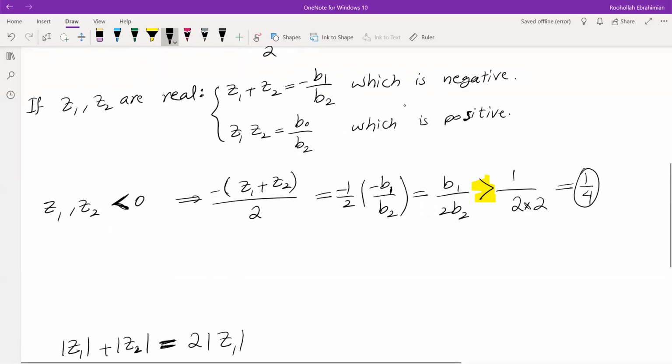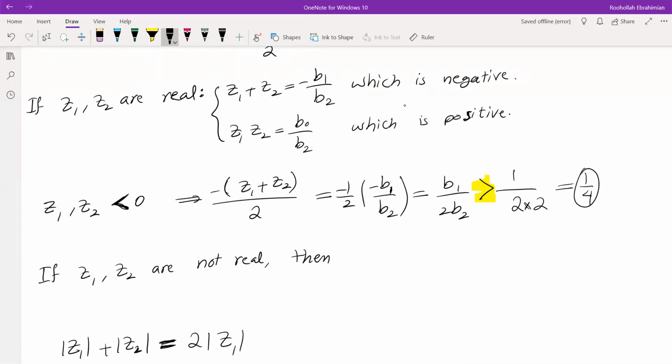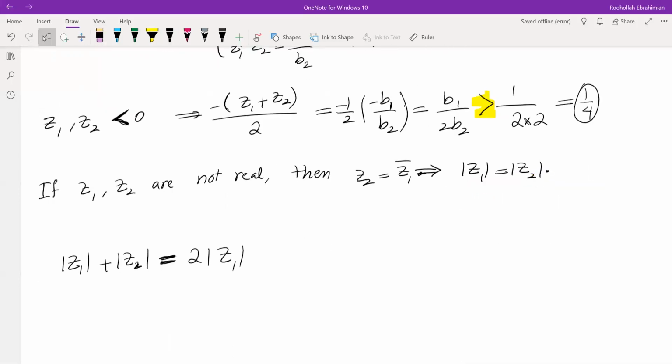So if Z1 and Z2 are not real, then Z1 and Z2 are going to be complex conjugates of each other. Z2 is the complex conjugate of Z1. And therefore, their absolute values are the same. So the absolute value of Z1 plus absolute value of Z2 is just going to be twice the absolute value of Z1. But again, I'm trying to relate these with the coefficients. So I can say this is twice the square root of their product.